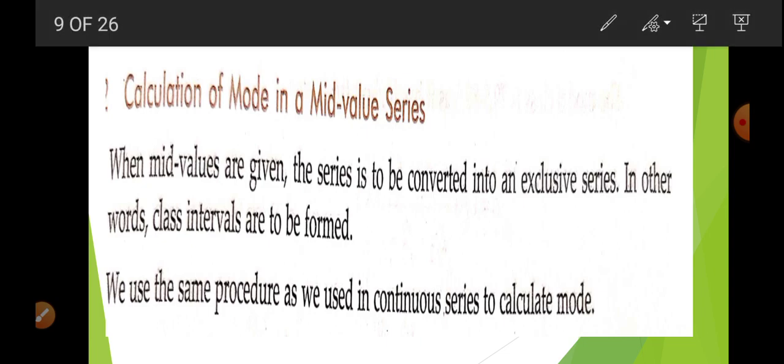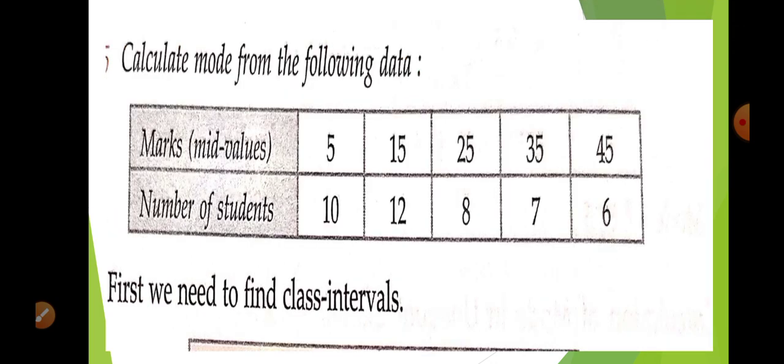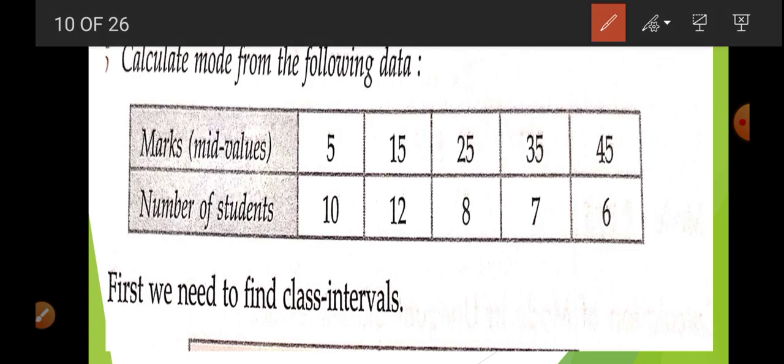Okay students, now next is the calculation of mode in a mid-value series. In a mid-value series you have to convert it into a regular continuous series, and then you follow the same process. So this is your question. Here the mid values are given: 5, 15, 25, 35, 45. So how are we going to convert it?